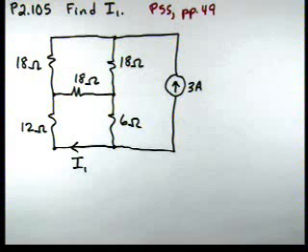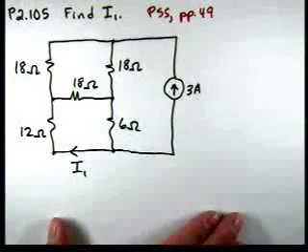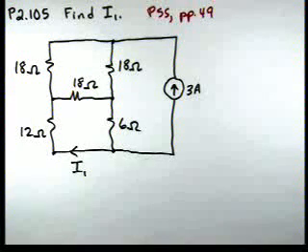Okay, here's the problem solving video for problem 2.105. It says find the current I1, and you can see the current I1 labeled on the diagram. If you look at our circuit, we have one source, a current source, and we have several resistors, so we're going to utilize a problem solving strategy on page 49.